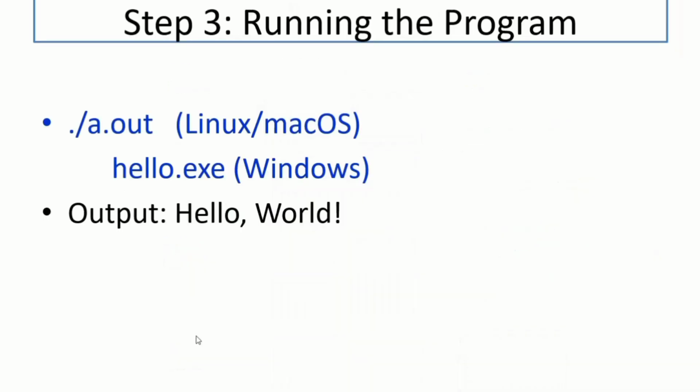Coming to the third step, running the program. Once the executable file a.out or hello.exe is created, you can run it. In a terminal or command prompt, type ./a.out in Linux or Mac OS, or if you are using Windows, you just type hello.exe. Then you will get the output hello world.